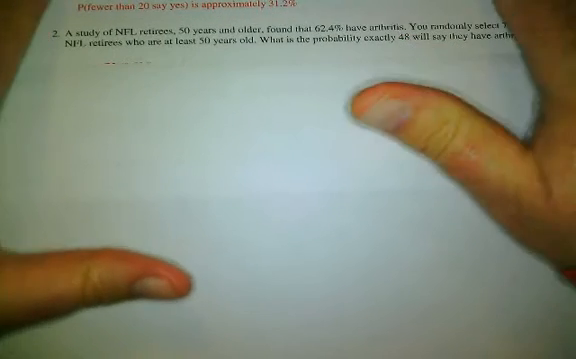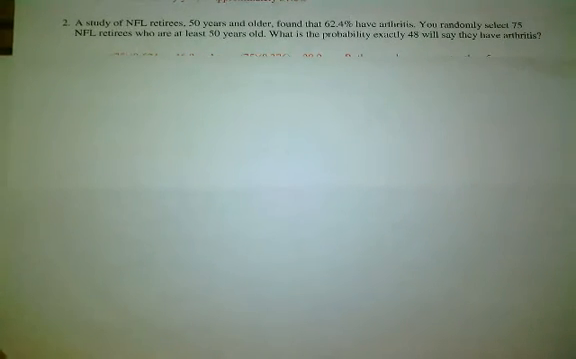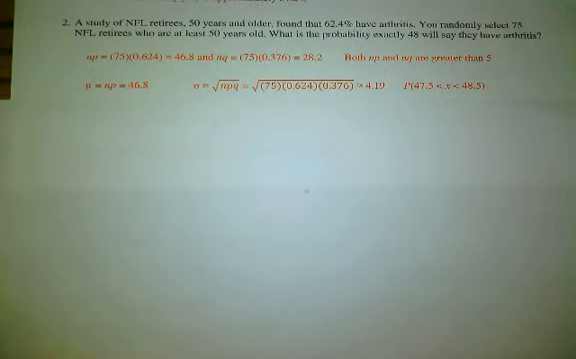All right, second example. We have a study of NFL retirees, 50 years and older. We found that 62.4% have arthritis. You randomly select 75 NFL retirees who are at least 50 years old. What is the probability exactly 48 will say they have arthritis? So again, we check our np and nq. They are both greater than 5. Let's go ahead and find our mean and standard deviation. The mean comes out 46.8. The standard deviation comes out 4.19.